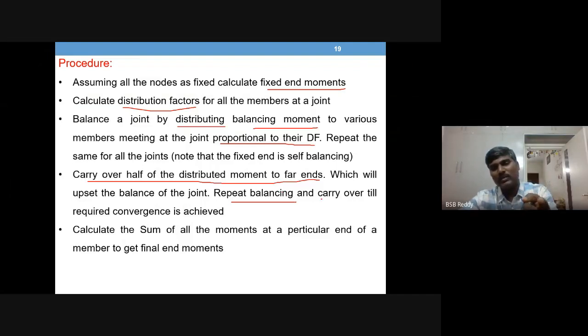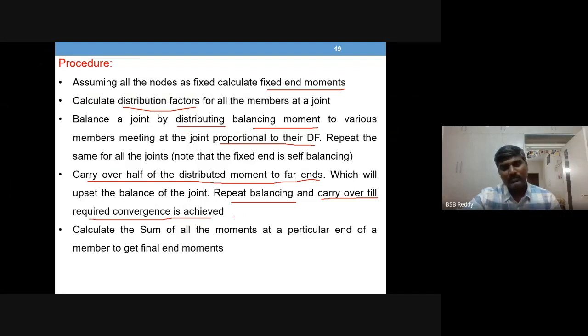Once you balance, again you have to carry over to the far ends. Likewise, this process will be continued. It is like a loop. You balance the joint and then the carry over moment will disturb it. So again you balance it and again the carry over moment will disturb that balance. You have to proceed through many cycles, many trials, to get the balance value almost nearer to zero. You can't get to zero because it needs a plenty number of trials.